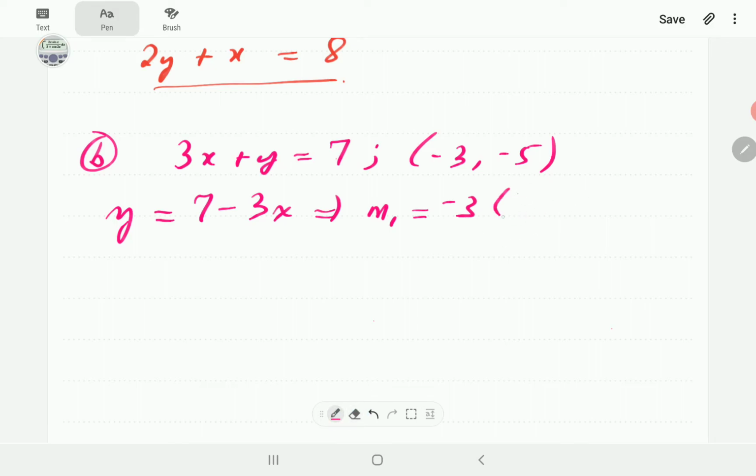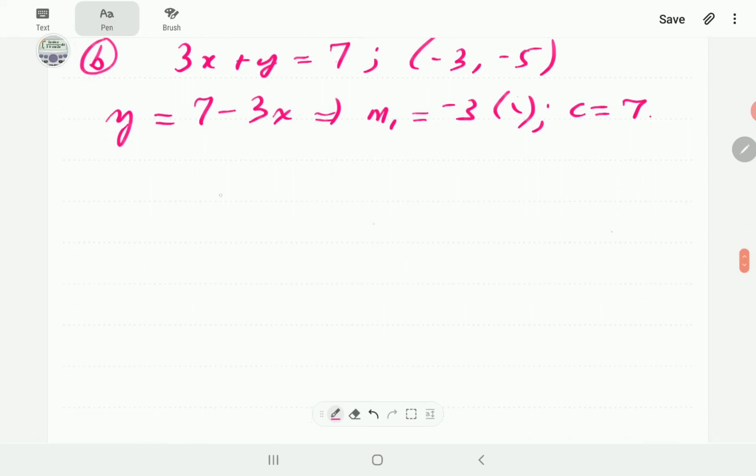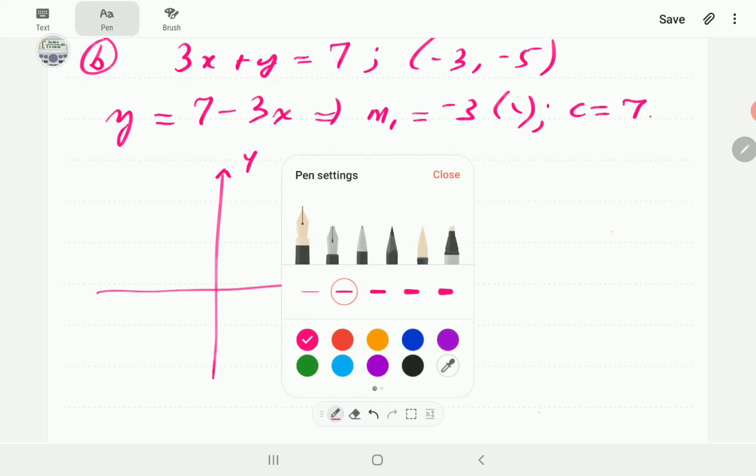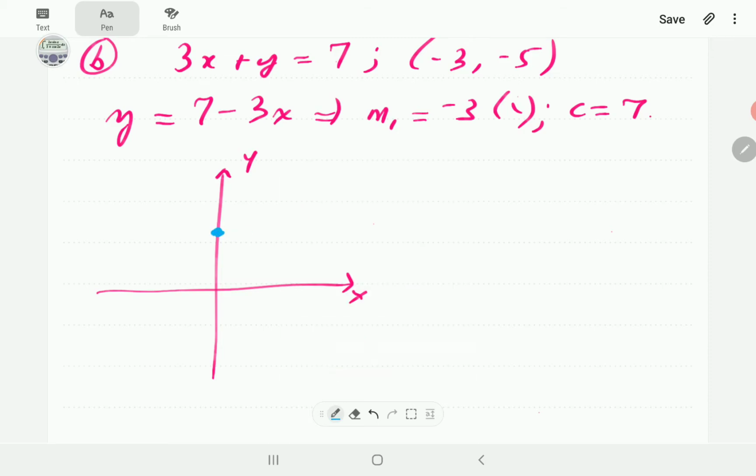So again, if the gradient is negative, the line is downsloping. The y-intercept c is 7. So we're going to do a sketch of this line. This line crosses the y-axis at 7, but it is downsloping. So (0, 7), and the line is downsloping.